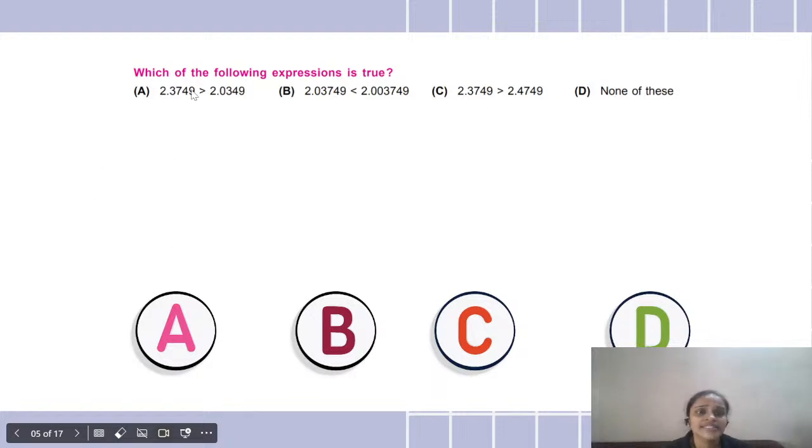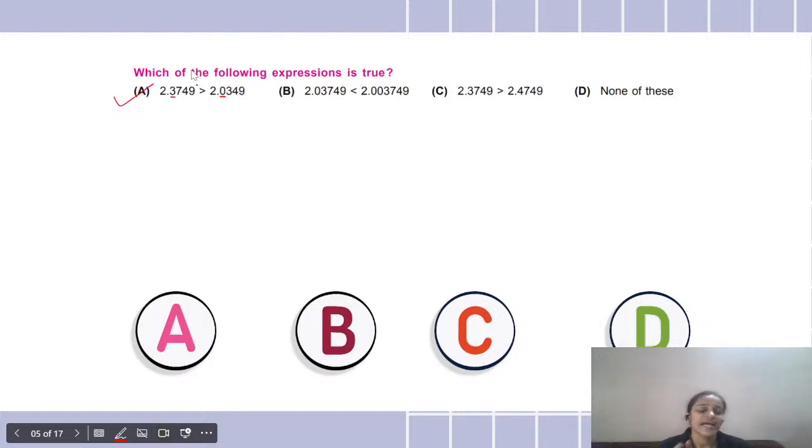So is this statement true? How do we find out? My first whole number is 2, so that is the same. There's nothing to compare in that. Now coming to the numbers after the point, first I have 3 and here I have 0, which makes it pretty obvious that yes, 3 is greater than 0. So this first number, 2.3749, is greater than 2.0349. So this is definitely true.